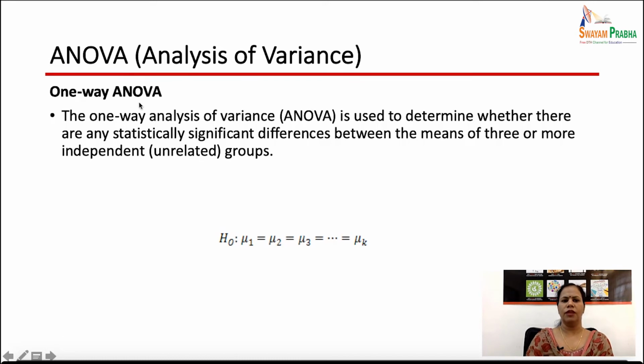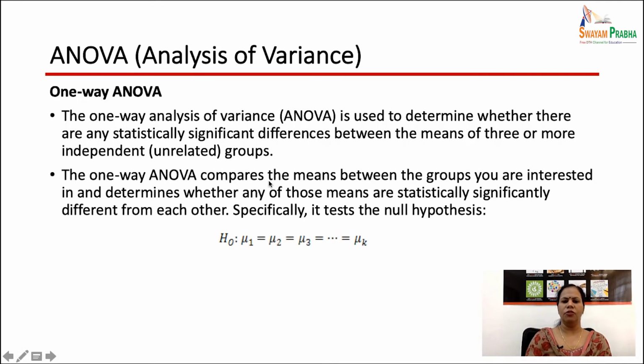Let us talk about one-way ANOVA first. One-way analysis of variance is used to determine whether there are any statistically significant differences between the means of three or more independent or unrelated groups. So it means if we are having more than two groups, three or more groups, and we want to find out whether the means of these groups are significantly differing from each other or not, then we go for the one-way analysis of variance.